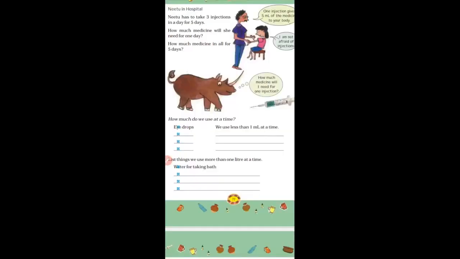Now look at page number 77. Neetu is in the hospital. Neetu has to take 3 injections in a day for 5 days. For how many days? For 5 days, and each day it is 3 injections. The doctor is saying 1 injection gives 5 ml of medicine to your body. Neetu is saying I am not afraid of injections.